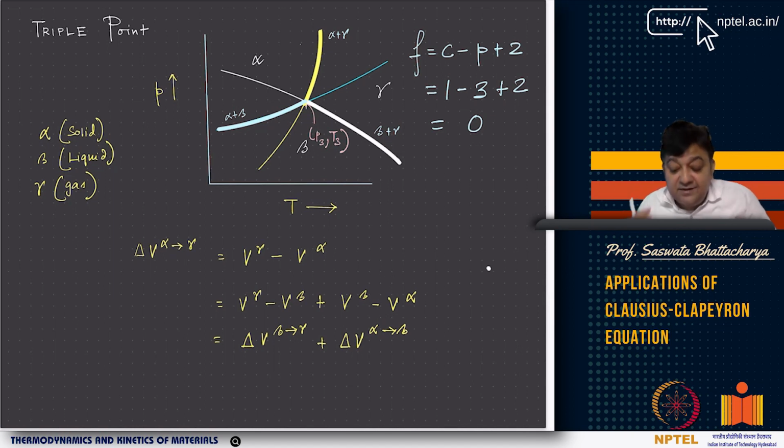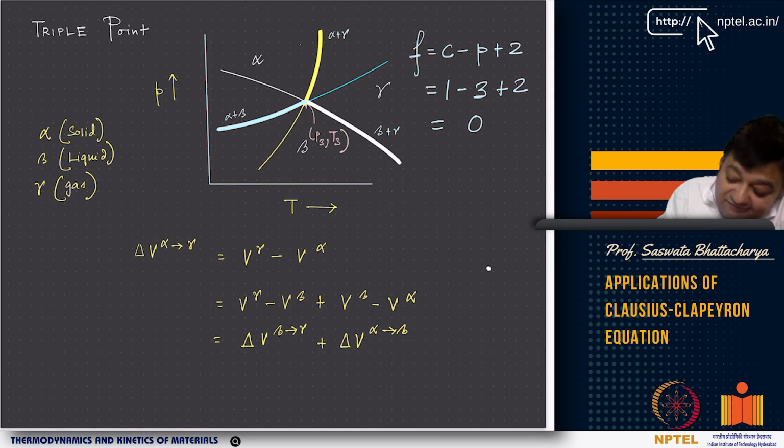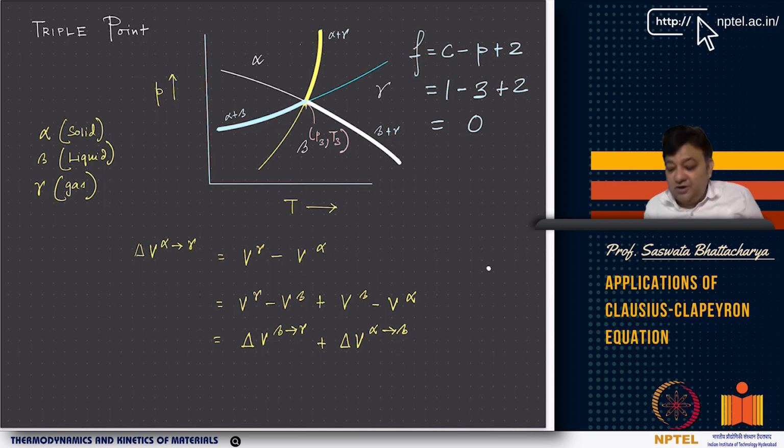But how do you determine it? Now you see a very interesting idea. You have alpha phase, which is your solid phase, beta phase, which is your liquid phase, and gamma phase, which is your gaseous phase. As you can see, the solid phase has the lowest molar volume or lowest entropy, and gamma has the highest entropy. So at higher temperatures, gamma phase will be favored, because it is the gaseous phase, which has a much higher entropy.